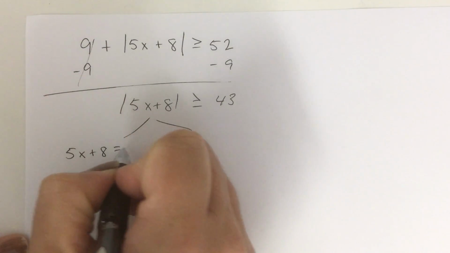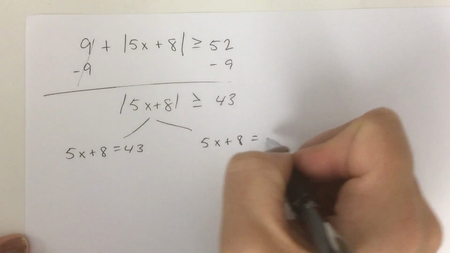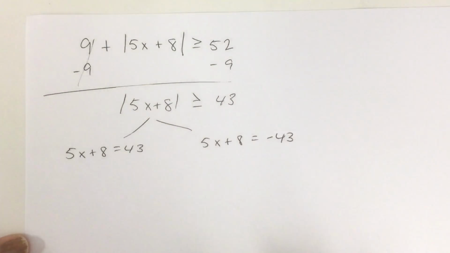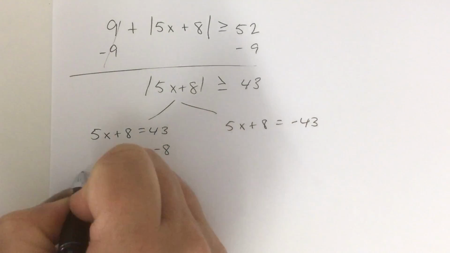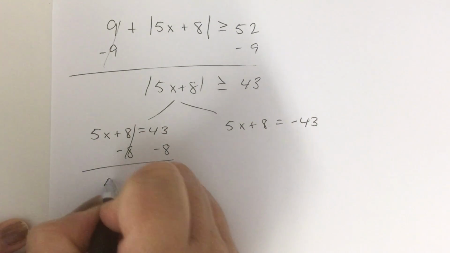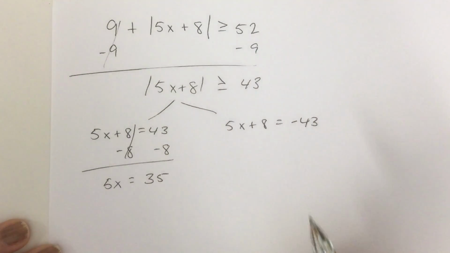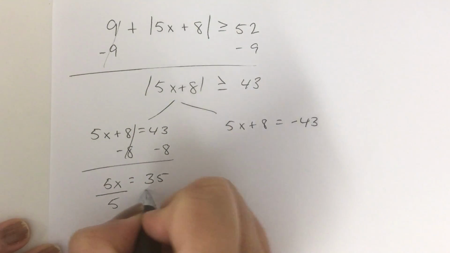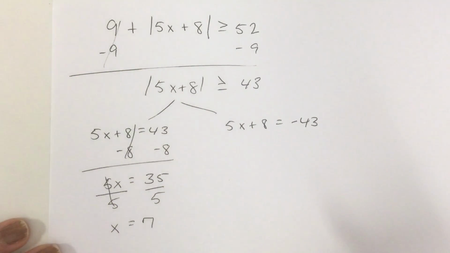5x plus 8 is equal to 43. And 5x plus 8 is equal to negative 43. So now we're going to solve each of these individually. So I'm going to subtract 8 from both sides. That gives me 5x equals 35. And then I'm going to divide both sides by 5. So this gives me x equals 7.